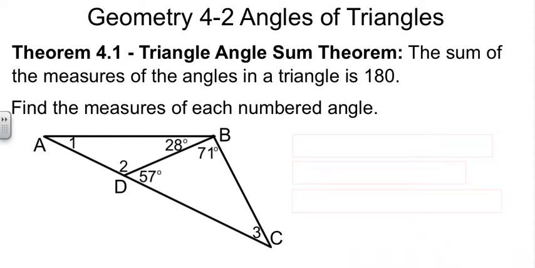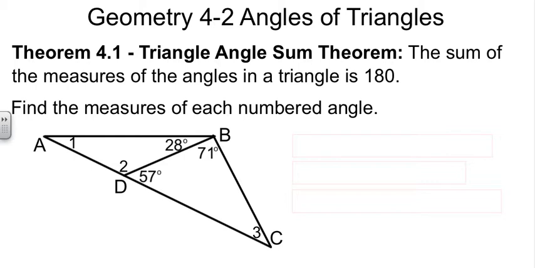This is Geometry, Chapter 4, Section 2, in which we will study angles of triangles and how those angles are related to each other. And we'll start off right away with our very first theorem of the chapter, Theorem 4.1, the triangle angle sum theorem. Basic idea here is that the angles in the triangle add up to 180. And we're going to use that tons this chapter and the rest of the year. We're going to keep coming back to the idea that triangles add up to 180.